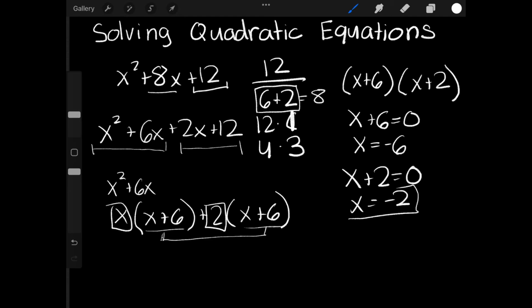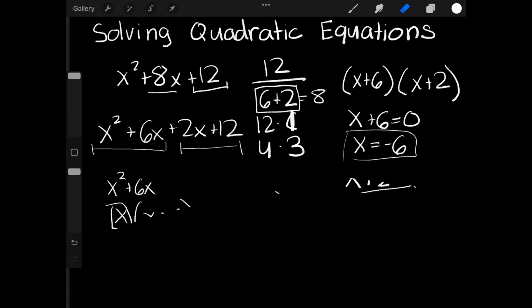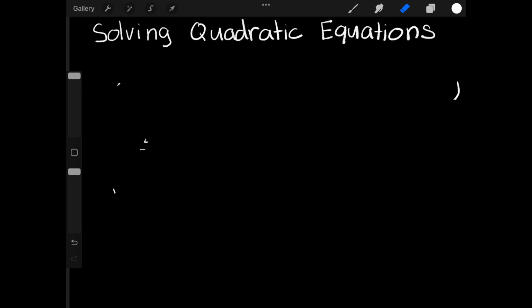Well, we have two values for x, so how do we know which one's right? Well, in this case, we're just going to write x is equal to negative 6 and negative 2, and that would be my final answer. Now, let's get on to another practice question. What if we take the example x squared minus x minus 30 equals 0?